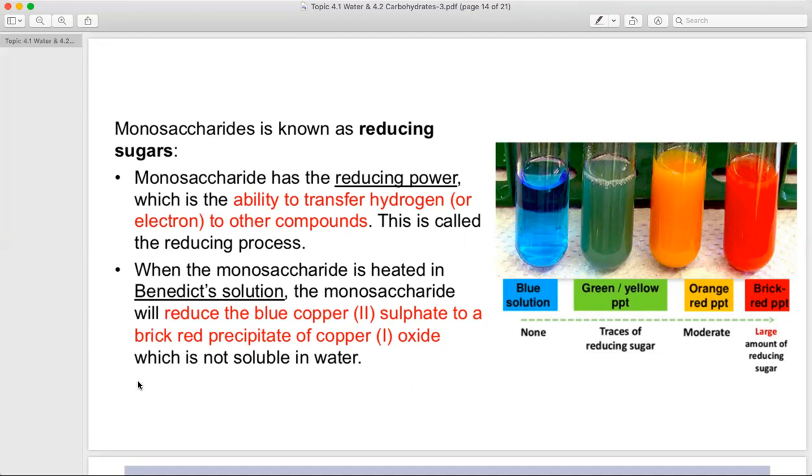So, dalam eksperimen ini, color asal Benedict solution adalah color biru. So, kenapa dia color biru? Sebab dia ada blue copper sulfate. Okay, copper sulfate ni akan memberi color biru. So, dengan kehadiran monosaccharide, so monosaccharide ni akan reduce copper 2 sulfate kepada copper 1 oxide. So, copper 2 sulfate daripada color biru with the presence of the monosaccharide, dia akan tukar membentuk brick red precipitate.